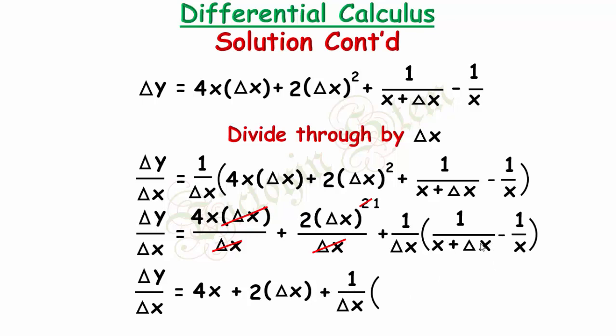Now looking at this fraction, for me to resolve it, I need to find the LCM of the denominators. So the simple LCM of the denominator is to multiply x plus delta x by x. So I'll have x, open a bracket, x plus delta x, that's the LCM. And this denominator divided by this denominator, I'll be left with x. So x times 1 is x. The sign here is minus. This denominator divided by x, I'll be left with x plus delta x, because x will cancel x. So x plus delta x times 1, I have x plus delta x. Then I close up the bracket.